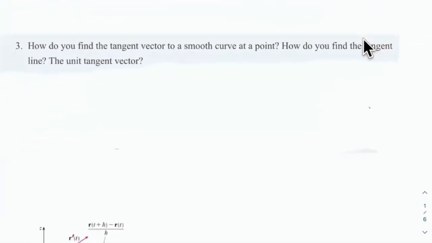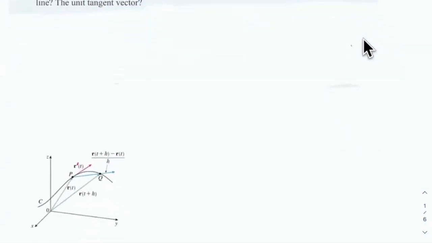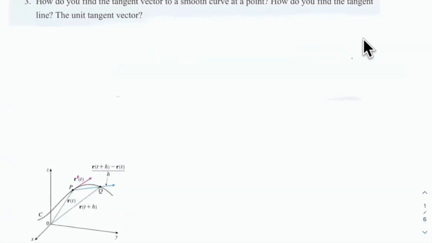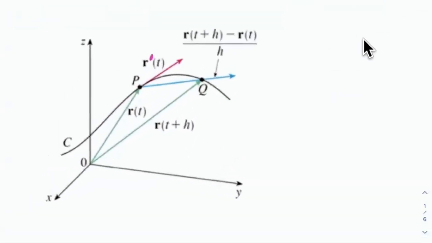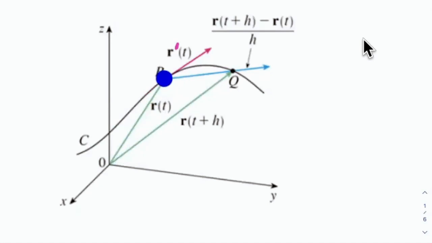How do you find the tangent vector to a smooth curve at a point? I have a diagram down here. See, this is the position vector. This is the tangent vector. How do you tie the tangent vector to a smooth curve at a point with this position vector r(t)? The tangent vector is what? Yes, so Shannon said that the tangent vector is r prime of t. If this is the position vector r(t), then r prime of t is a tangent vector. So the tangent vector to a smooth curve at a point with position r(t) is the vector r prime of t.